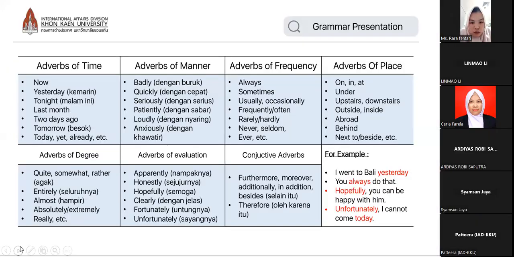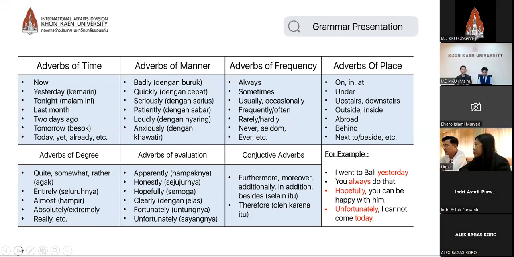And now the last element is adverbs. An adverb is actually to tell when we do something. For example, if I say I ate rice, I need to know when, right? I ate rice yesterday, or two days ago, because that's past tense.